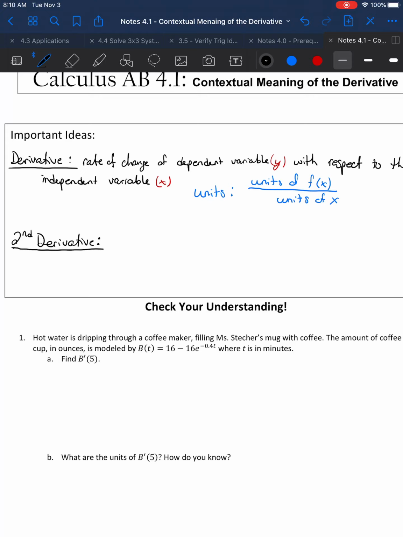The second derivative is the rate of change of the rate of change. So first derivative is just the rate of change, period. Second derivative is the rate of change of the rate of change. And the units for the second derivative are going to be the units of your first derivative over the units of x.